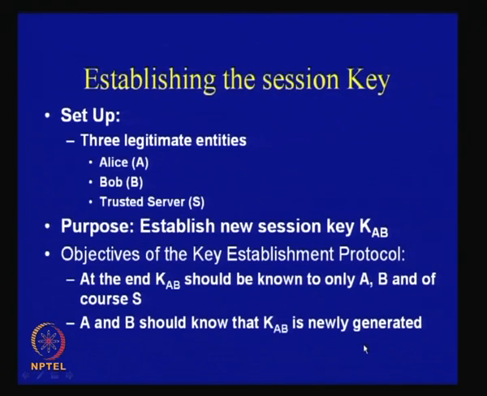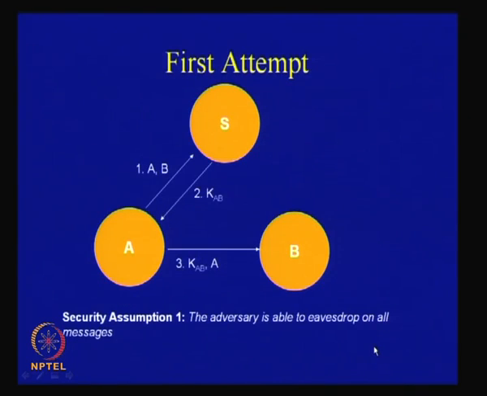Okay. So, now let us try to build up this protocol in stages. The first attempt could be a very simple attempt. Here A and B are the legitimate entities, and S is the trusted server. What A could do is request S and say that I want to generate a session key KAB, which I will use for my further communications with the party B.